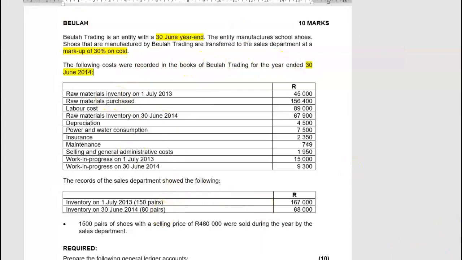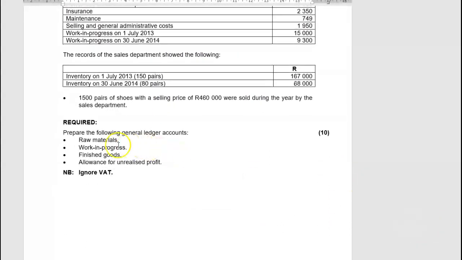Okay, and then they give us a lot of information, and what do they require from us? They say prepare the following general ledger accounts: raw materials, work in progress, finished goods, and allowance for unrealized profit. The allowance account for unrealized profit is a statement of financial position account. And then there's another unrealized profit account, which is a statement of profit or loss account. Good. That is the one you're going to close off against cost of sales at the end of the year.